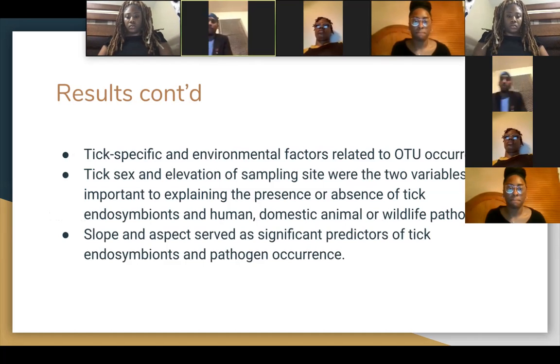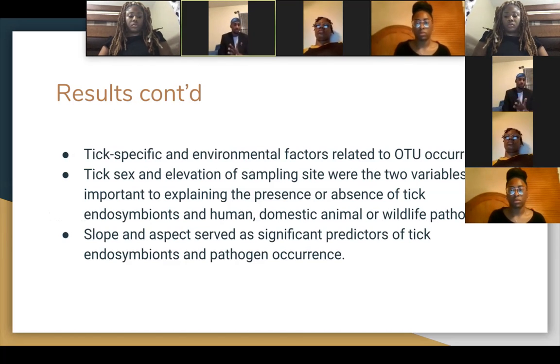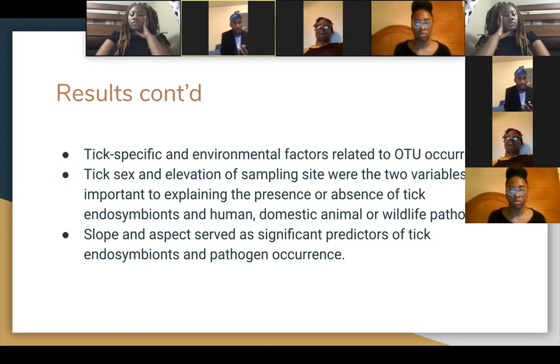Okay, the final part of the results is the tick-specific and environmental factors related to the OTU occurrence. So tick sex and elevation of sampling site were two of the variables most important to explaining the presence or absence of tick endosymbionts and human, domestic animal and wildlife pathogens. For example, adult female ticks were less likely to harbor endosymbionts, Spiroplasma, Rickettsia, Lariskella, and Rickettsia spp.